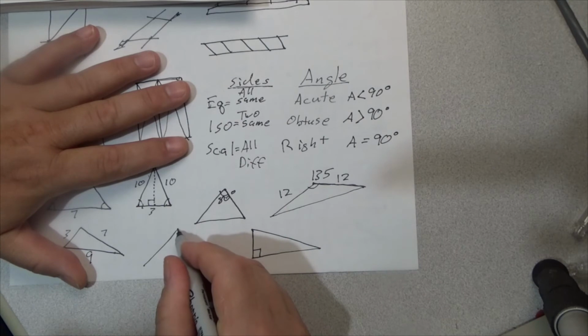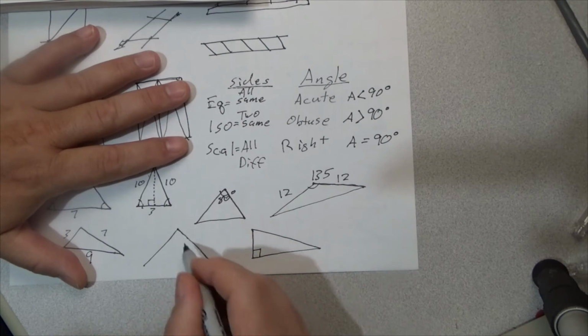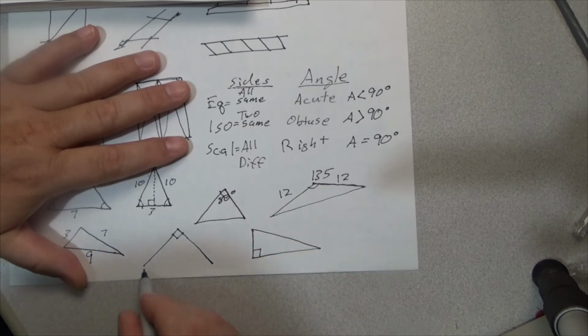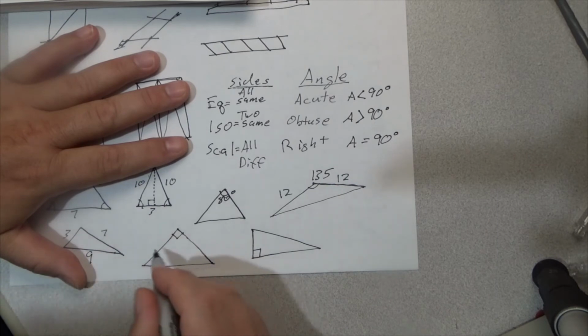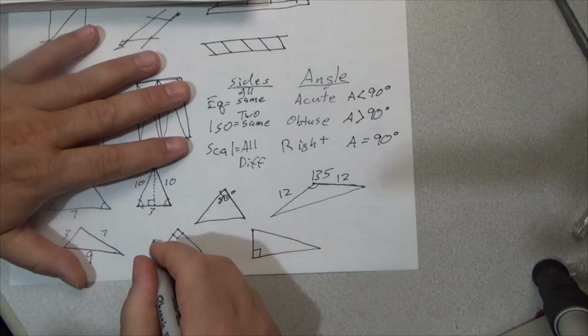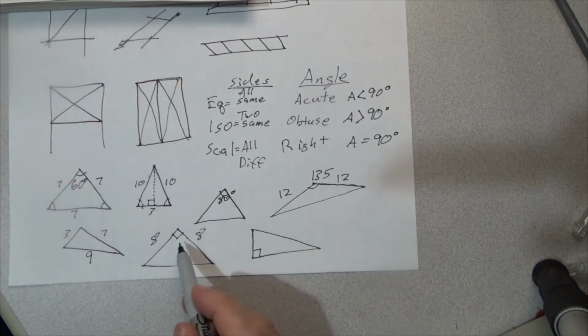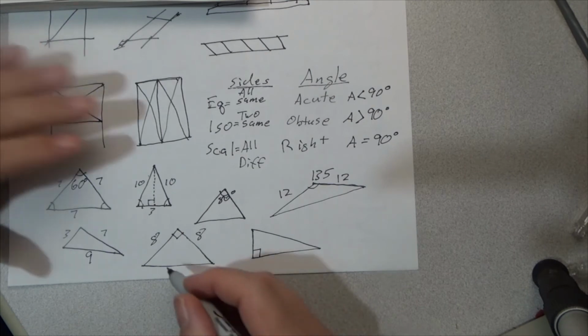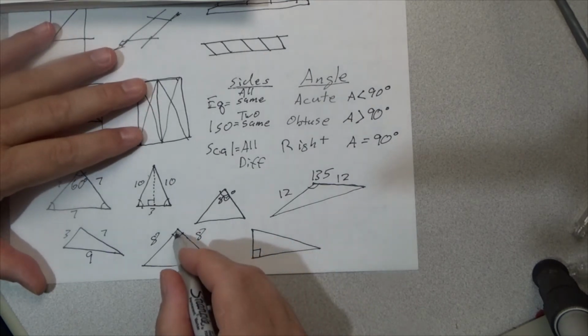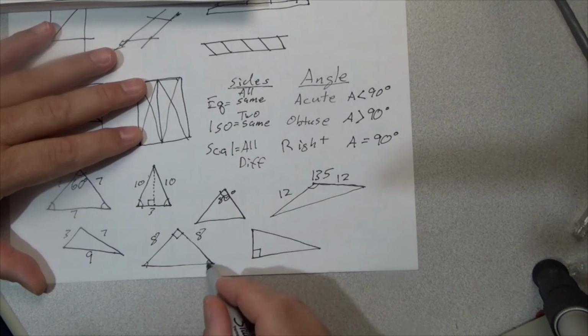Try to get that right there. Right there's the right angle. And this side would be the same, maybe 8 and 8. This is a right triangle, but it is also an isosceles triangle. And the rules apply. So that means this angle and this angle will be the same.